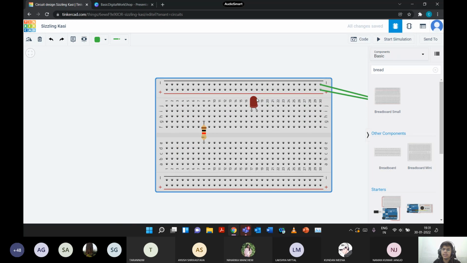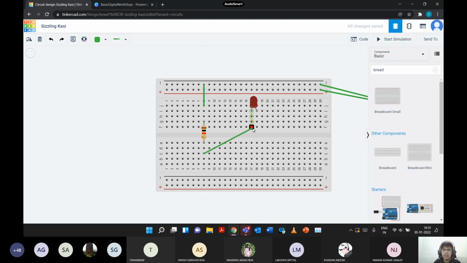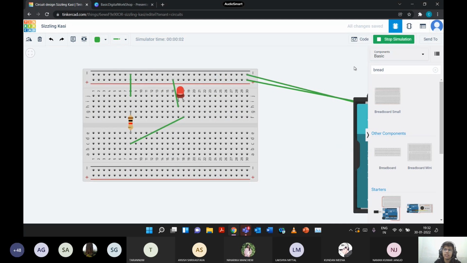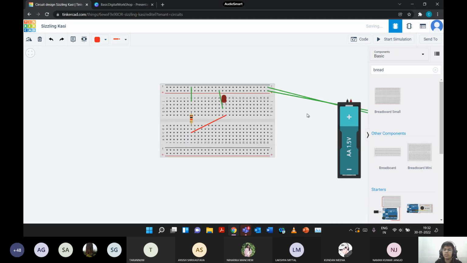Now we can complete our circuit. The wire goes here and this wire goes here. Okay, now you can see my circuit is complete. So I'll start the simulation and you can see it glows well. You can also change the color of wires by clicking here if you want, so that it's not confusing.